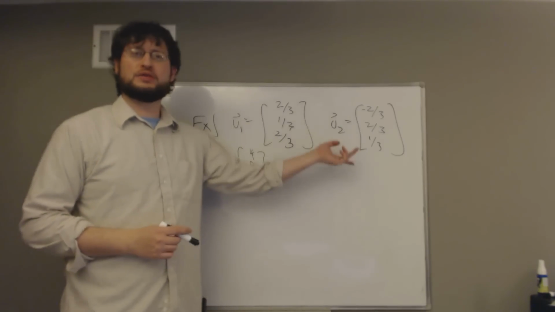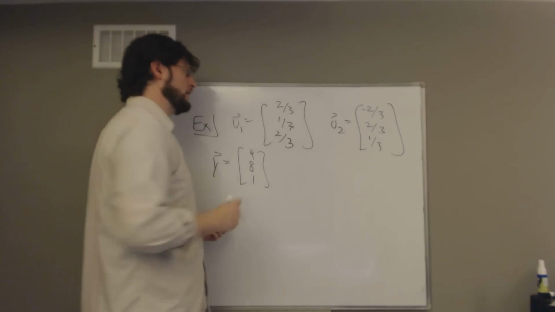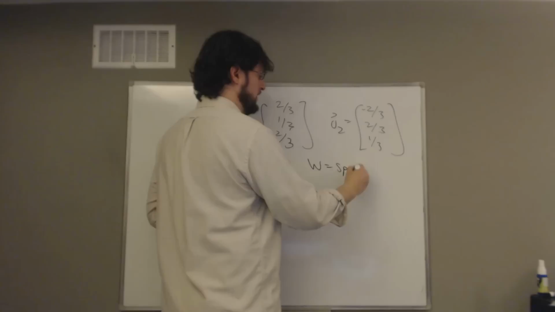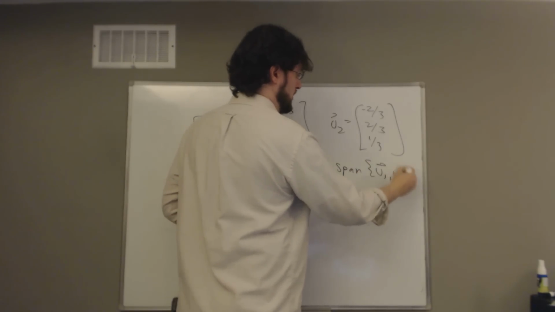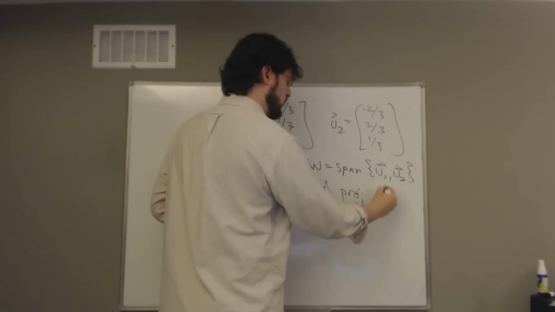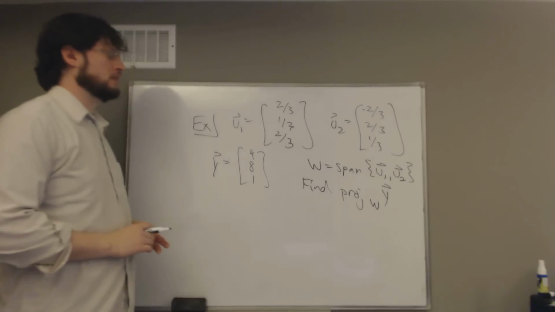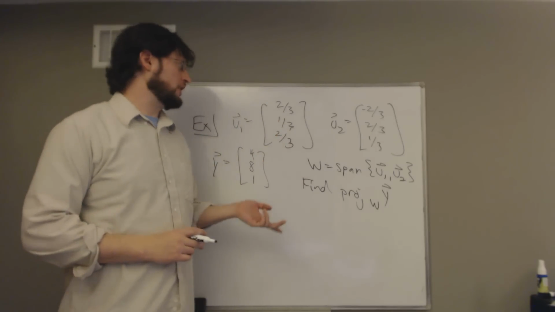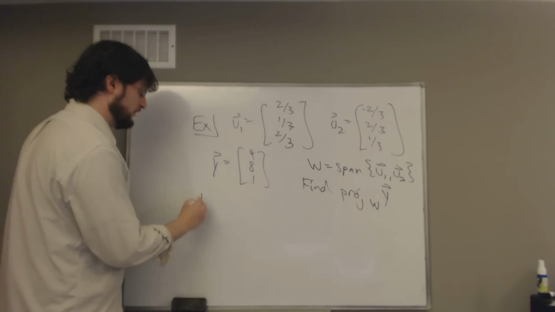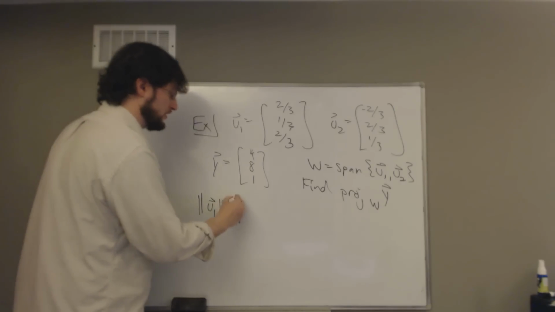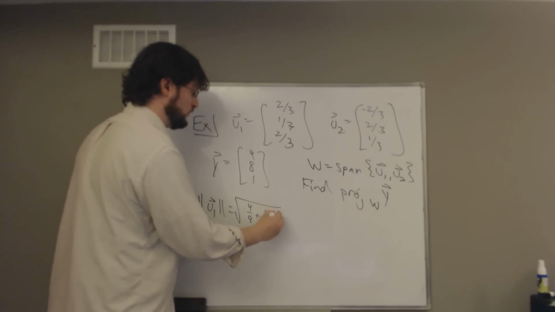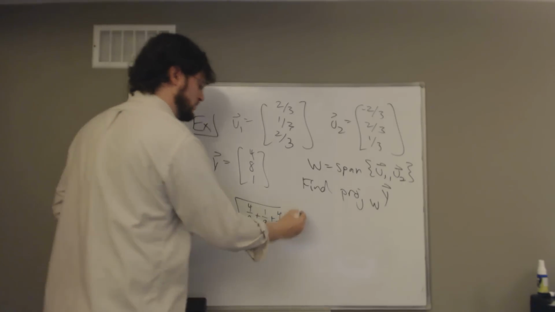Let's use these values to calculate the projection of y onto W, which is the span of U1 and U2. So let's let W be span of U1, U2, as always, and let's find the projection of y onto W. Now notice that U1 is actually a unit vector, because if I take its length, the length of U1 is the square root of 4/9 plus 1/9 plus 4/9, which is the square root of 9/9, which is 1.